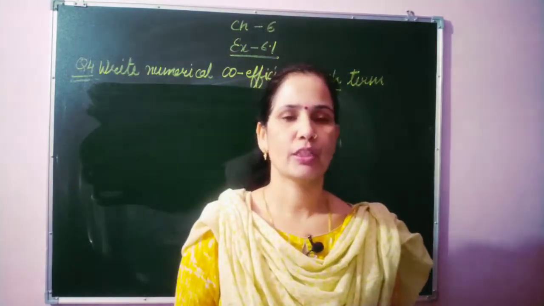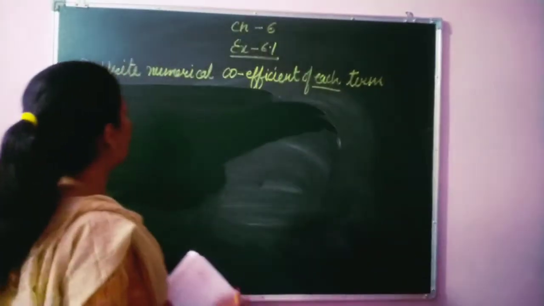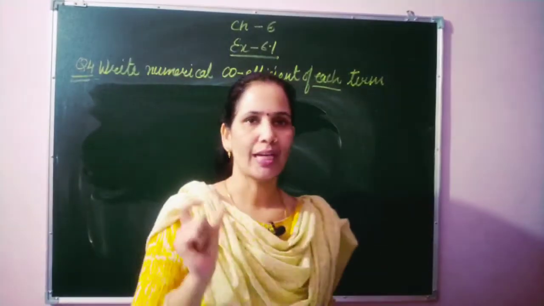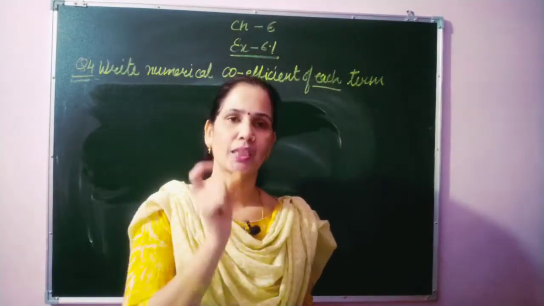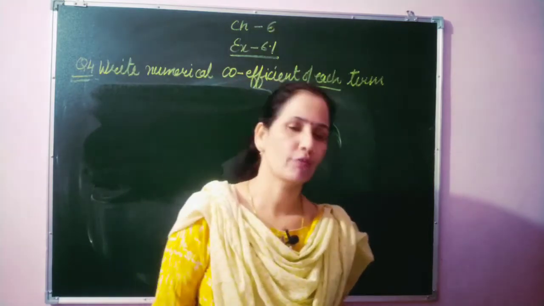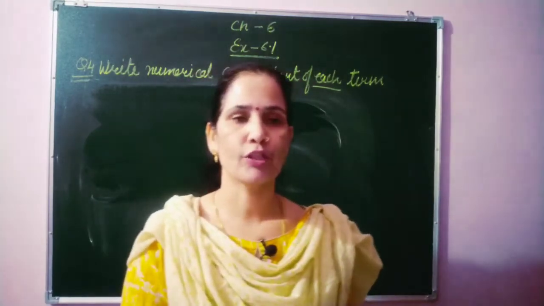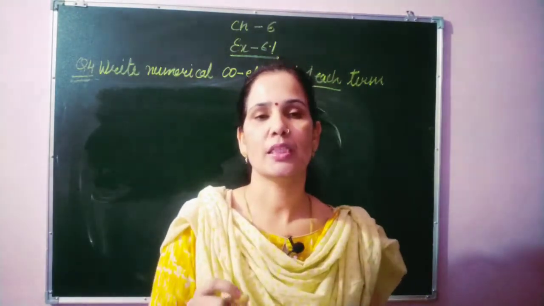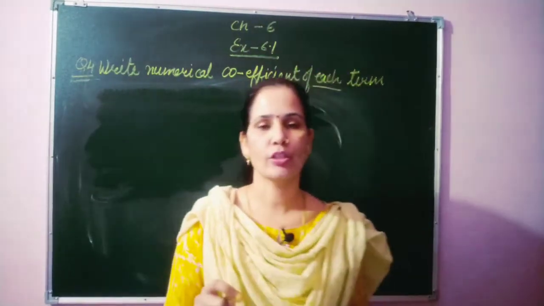So let's start with question number 4. In question number 4 they have given: write the numerical coefficient of each term. That means they have given an algebraic expression and in each term we have to write its numerical coefficient. Students, here numerical coefficient means the number that is given in the term, multiplied with the variable.